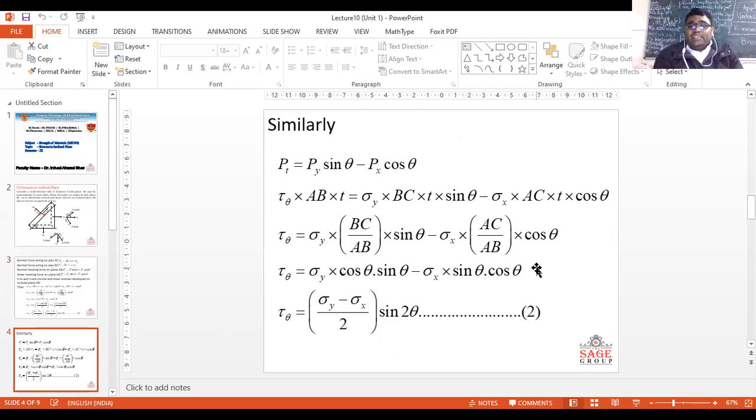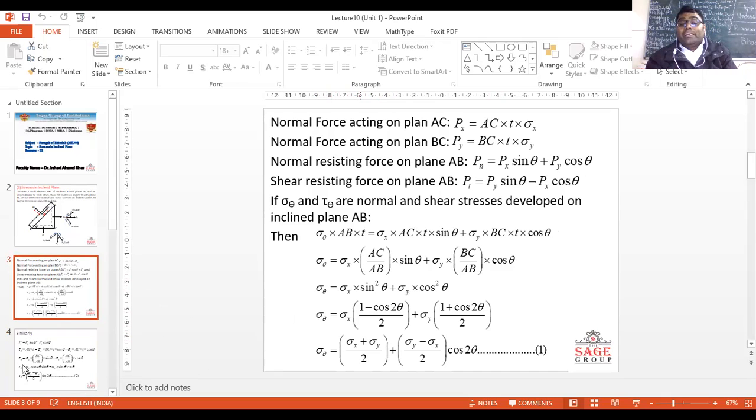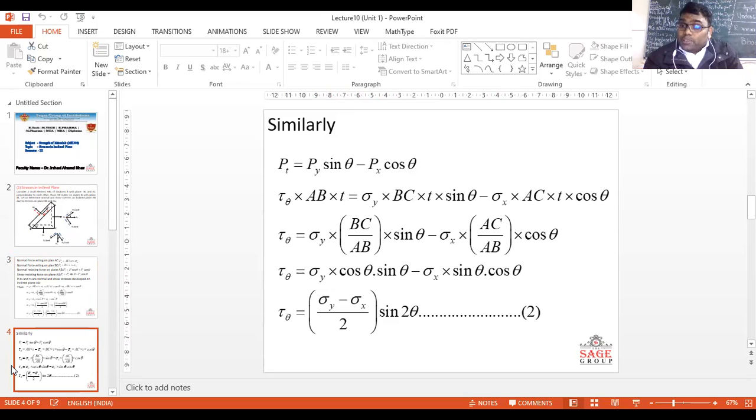So you can directly write this. You just take the common factor of these two, so it becomes sigma y minus sigma x, and here it becomes sin theta cos theta, and sin theta cos theta you can write as sin 2 theta by 2. So this by 2 comes here, and the formula becomes tau theta equals (sigma y minus sigma x) by 2 times sin 2 theta. These two relations you have to remember for solving the normal stress and shear stress on the inclined plane.